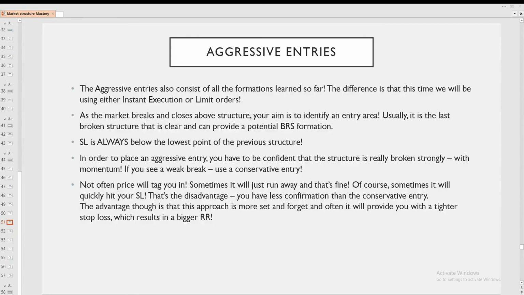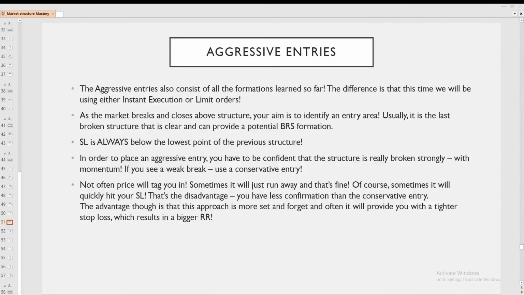But the formations help us visualize how the market is moving and really ingrain those patterns in our minds, all right? So the difference between the conservative and aggressive entries is that this time we're going to be using either instant execution or limit orders. Remember, with the conservative entries, we're using stop orders, but right now we're going to be using limit orders.